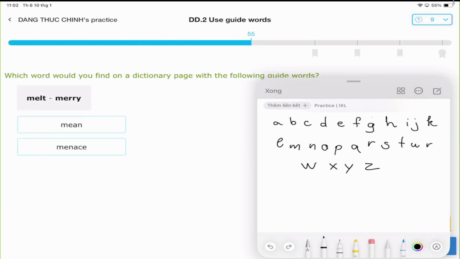Mount and Mary. Would we find it between L and R? Okay, L and R. So M, N, O, P, Q, R. A stands before L. So we would not find the word mean, but we would find meanness, because N is between L and R. So meanness.